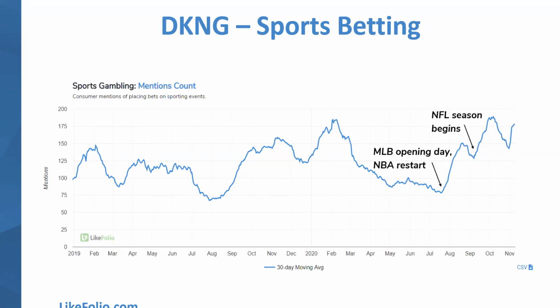So this is that sports betting like I was talking about. These are mentions of people who are talking about placing bets on sporting events, which you wouldn't think people would talk about on Twitter, but you would be shocked at what people will talk about on Twitter. And you can really see a resurgence every time a different professional season would open up. There was a big peak on MLB opening day. The Yankees game set records for them.